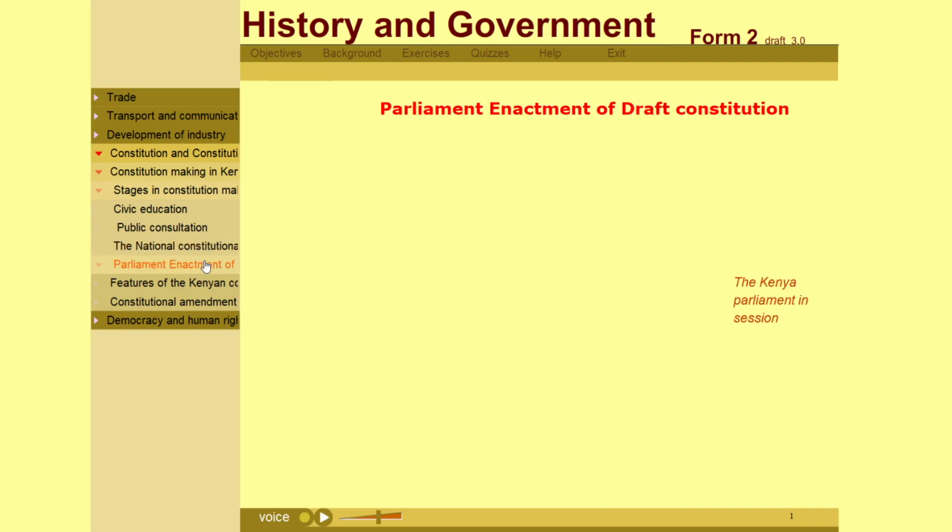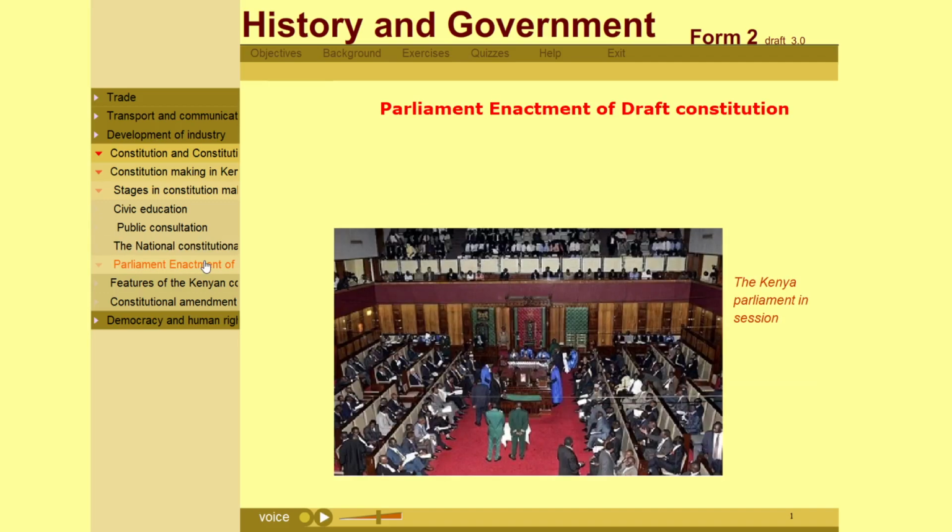After the draft has been approved by the National Constitutional Conference or a committee of experts, it's adopted by Parliament before it is subjected to a referendum. If accepted in the referendum, it becomes the Constitution of the Republic. The 2010 Constitution was promulgated on 27th August 2010.